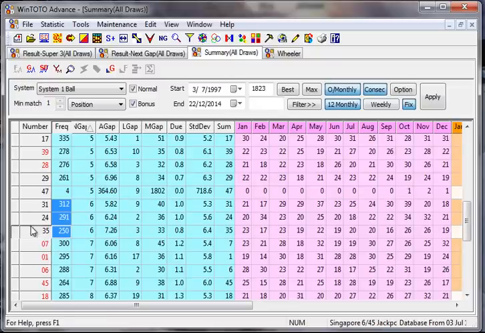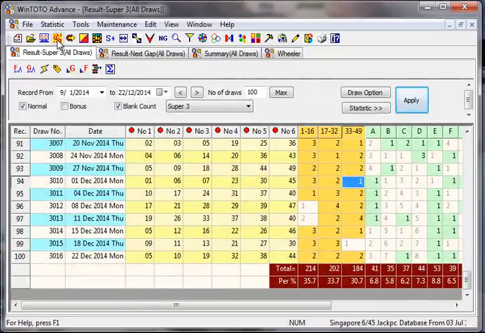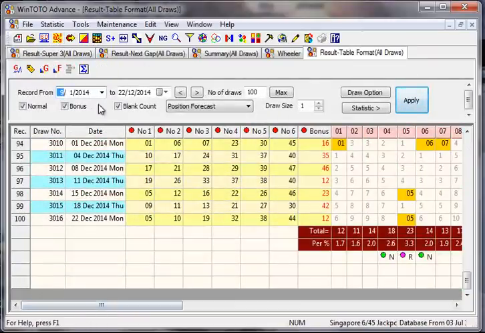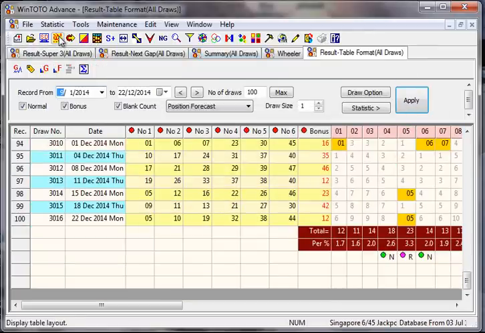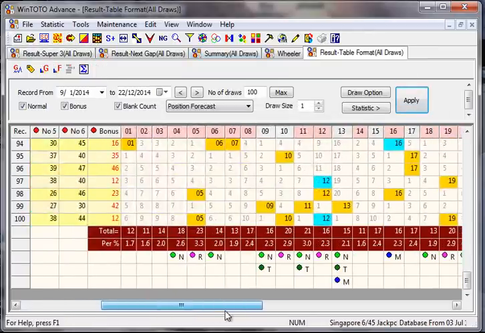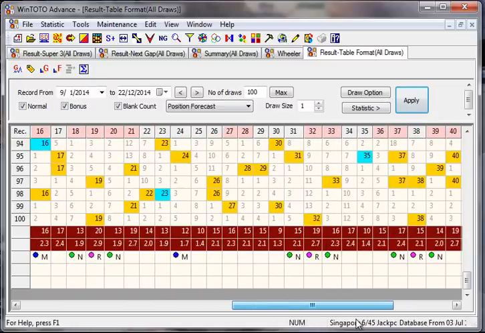summary here, which is 33. They get four numbers, 33, 37, 40. We should expect one number from here. So let's take a look at the distribution table here. Sorry, wait. And let's see what happened. Should we take a look at 33 and 37?